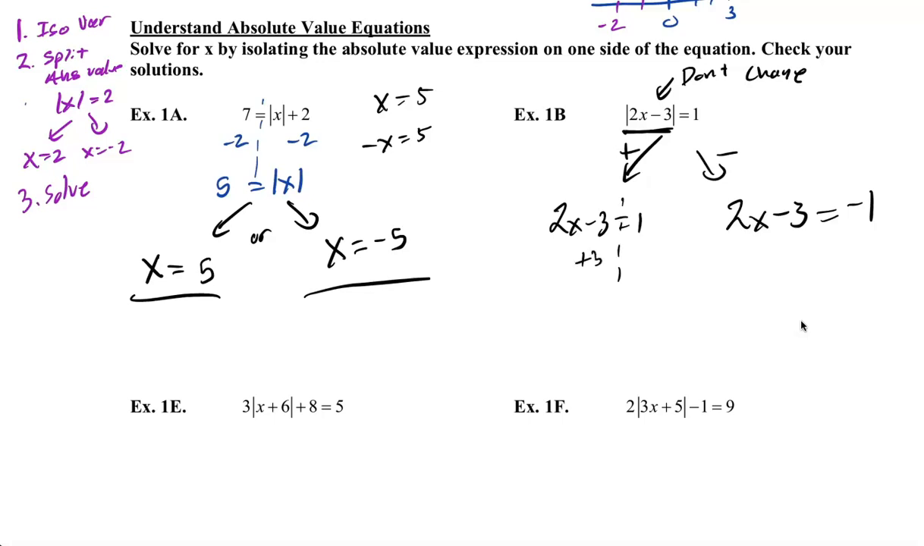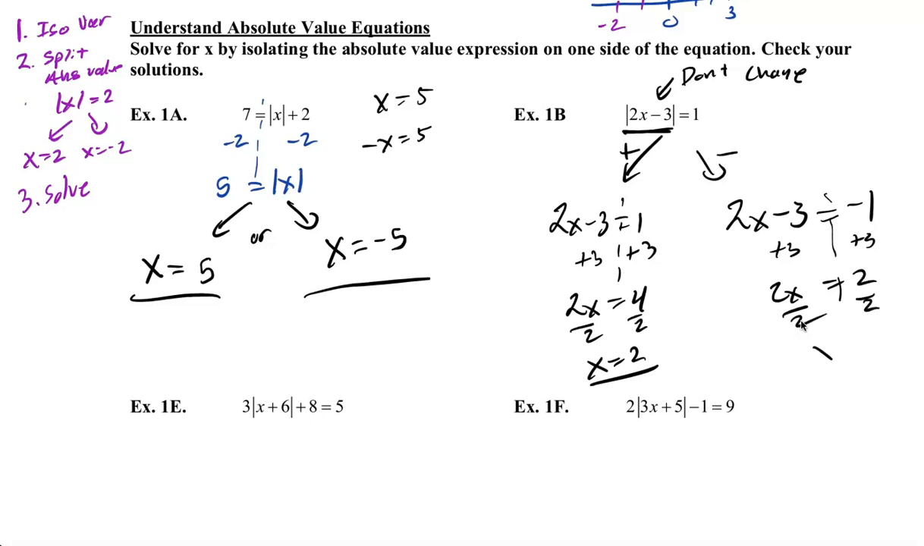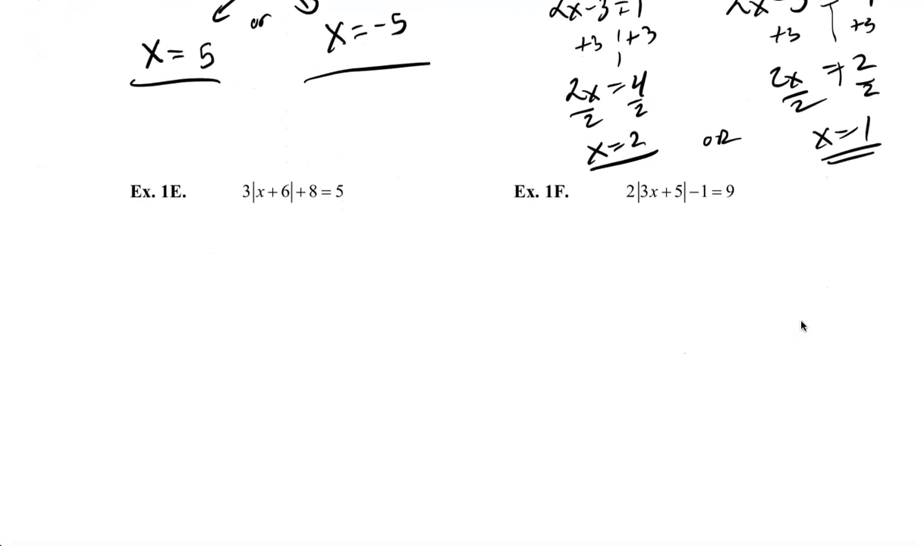So plus 3, 2x equals 4, divided by 2, x equals 2. Plus 3, remember the equal sign is a divider. 2x equals 2, divided by 2, x equals 1. This is an or statement. So x equals 2 or x equals 1. Okay, let's do a couple more.